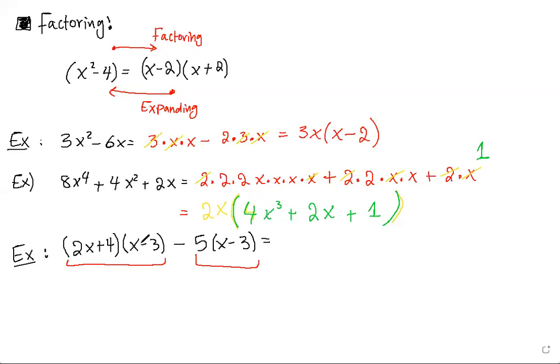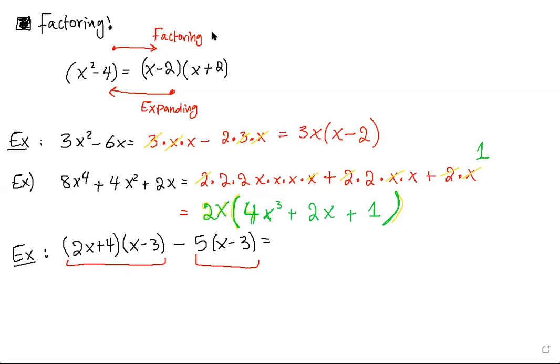Somebody asked me if the answer for example 2 is the number in green. No, it's okay, it's the yellow and the green. So let me make it one color. So the answer is 2x times 4x to the power third plus 2x plus 1.